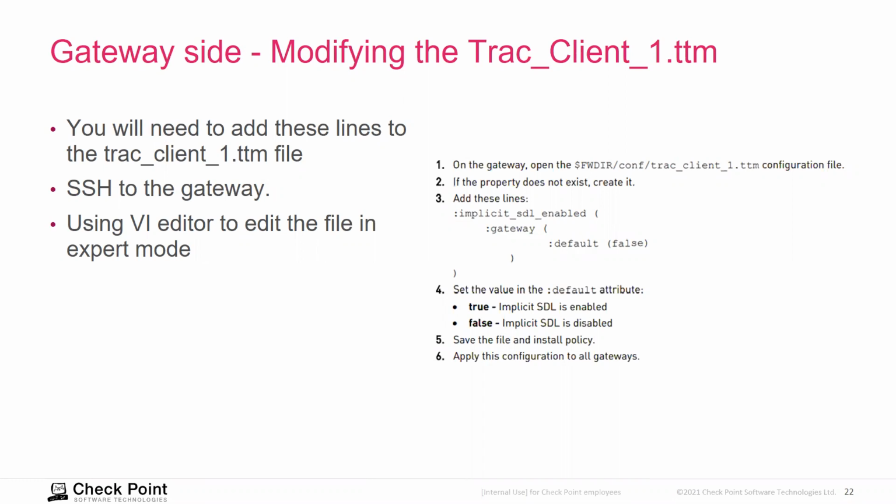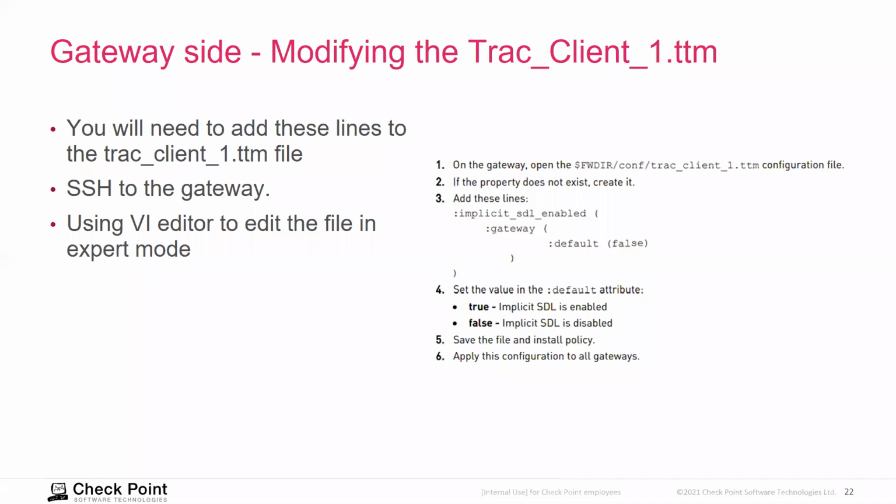So each time the client communicates with the gateway, it pulls down this information. If you make any modifications to this file, the next time the client talks to the gateway, it'll pull down those configurations and store them within the client. So to modify it, you're going to SSH to the gateway, and then you're going to use either a VI editor or whatever editor you feel comfortable using. You're going to modify this file.